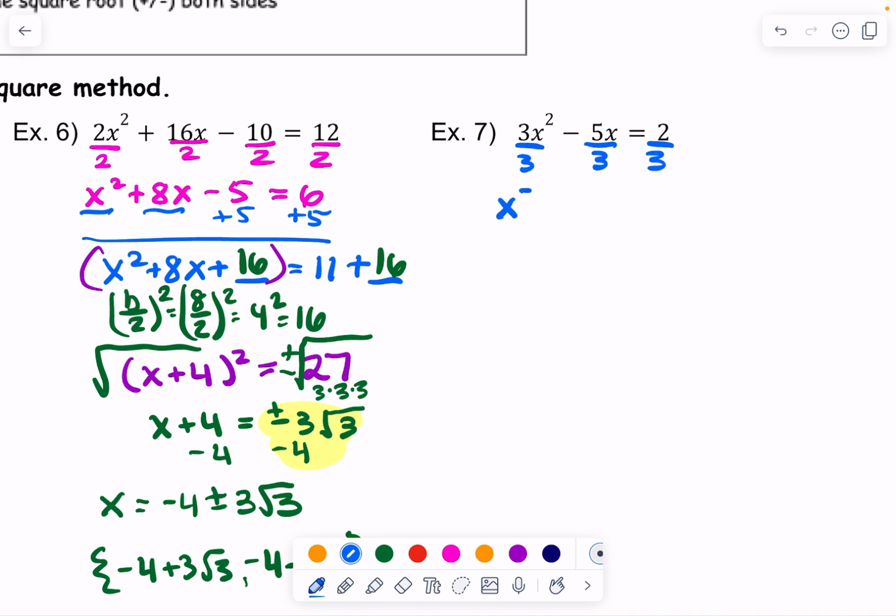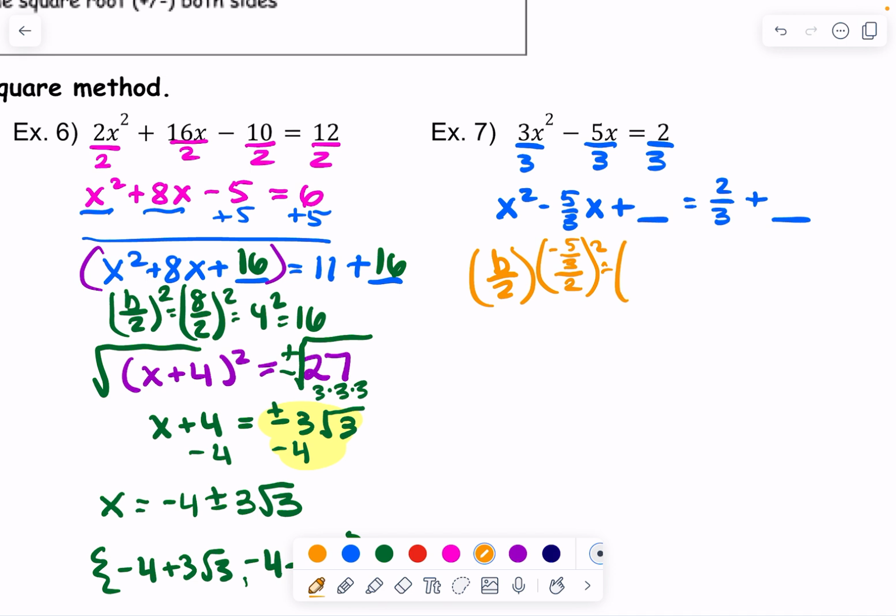So we'll end up to have x squared minus 5/3 x. Now we know we're going to be setting up for a perfect square. So we're going to just go ahead and set that up. But whatever we add to one side, we have to add to the other. Now here, when we do our b over 2, we have a fraction that we're dividing by 2. Whenever we take a fraction and divide it by 2, it's really just multiplying the denominator by 2. So this is negative 5 over 6 squared. Well, that would just be 25 over 36.